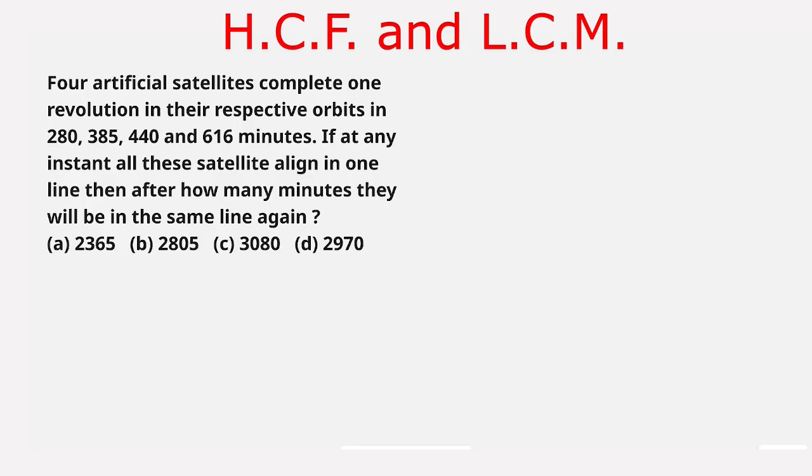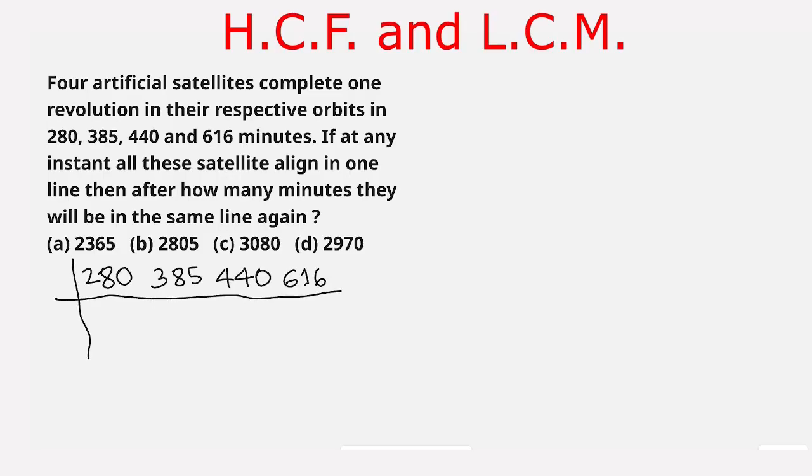We have to find the LCM of 280, 385, 440 and 616. 3 numbers are divisible by 5. So we first divide it by 5. 5 divides 280 for 56 times. 5 divides 385 for 77 times. 5 divides 440 for 88 times. And we write 616 as it is, as it's not divisible by 5.